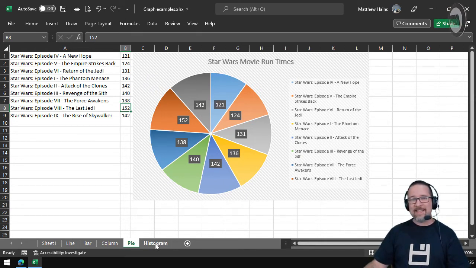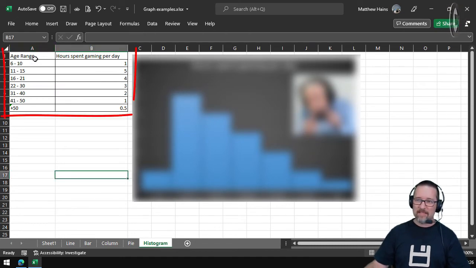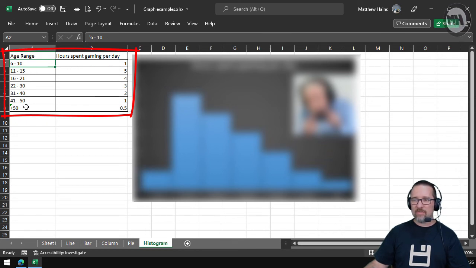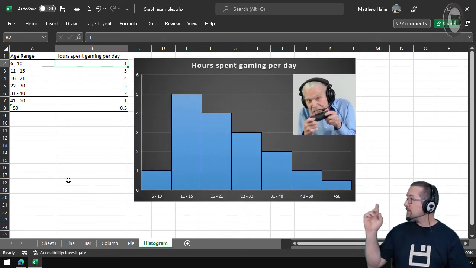Ooh, and now we get one called a histogram. Okay, we don't use these a lot, but it's really nice to know what it is because you probably will use these if you're doing research one day. Now, a histogram, here we have some data. We have an age range from 6 to 10 all the way to above 50. And after some surveys, we found out how many hours different people in these age groups spend gaming per day. This is fake. I made it up, guys, so don't take this as fact, please. Now, let's have a look at this graph here.